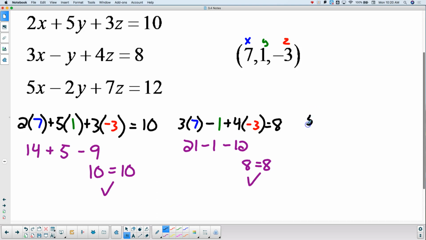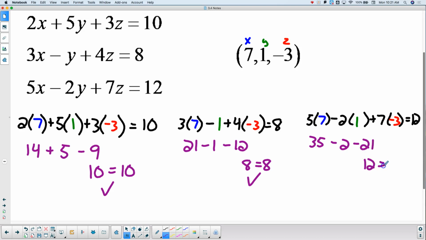And then we've got 5 times x, minus 2 times y, plus 7 times z, and that's got to be 12. And so then this is 5 times 7, 2 times 1, and 7 times negative 3. So that's going to be 35 minus 2 minus 21. 35 minus 2 is 33. Minus 21 is 12. So this one checked out in all 3. So is that a solution? Yes. So that is a solution.